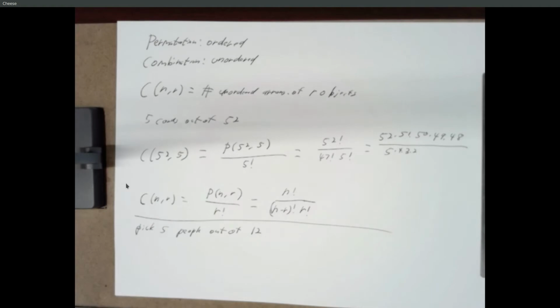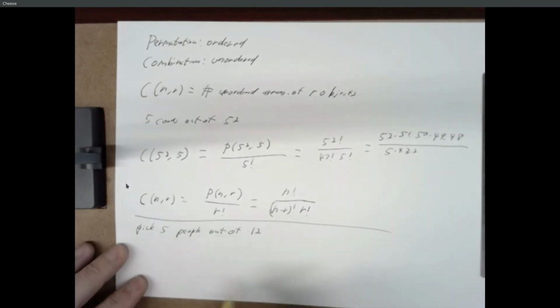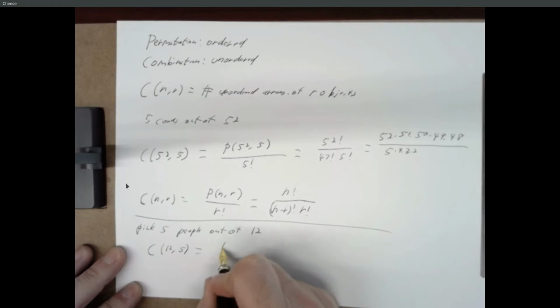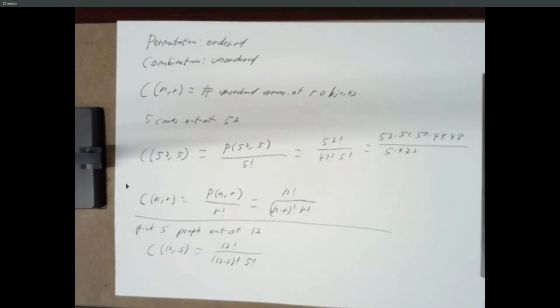So pick 5 people out of a group of 12. And the order in which I pick these 5 people doesn't matter. I'm just choosing 5 people. They're each going to win $100. So the number of ways that I can pick 5 people out of 12 is just the number of 5-combinations of 12 objects, which is 12 factorial over (12 minus 5) factorial times 5 factorial.